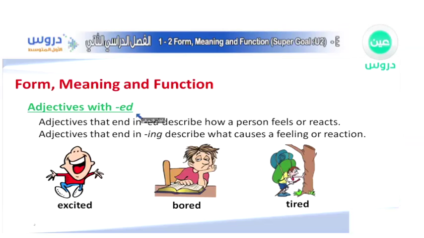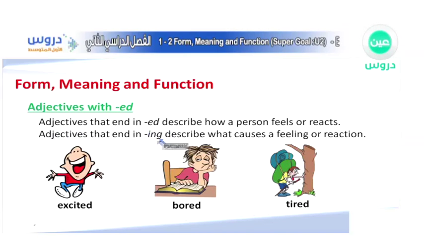Adjectives with ed. So now we will discuss the adjectives with ed. Or ing sometimes it will be. We'll see it. Adjectives that end in ed describe how a person feels or reacts. So, when I say this person is excited, can you see it, ED? This is the ED. He's excited. So, he feels that he's excited. Okay, bored. This boy or girl feels that he is or she is bored. Tired. This man feels that he is tired.